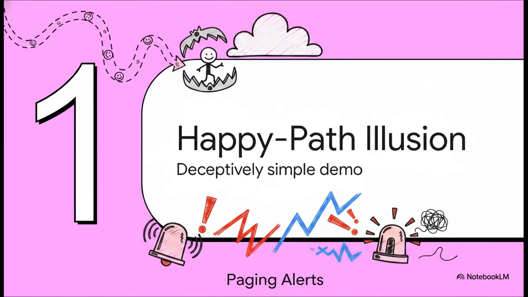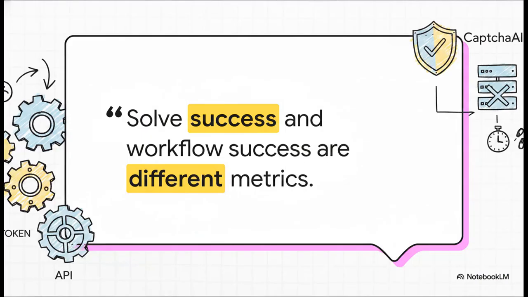Part 1. The happy path illusion. Why the deceptively simple demo is actually a trap. Now this quote hits the nail right on the head. The Bubble workflow says the API call succeeded, but the full process still fails. You see, connecting an API just isn't the same thing as workflow design.